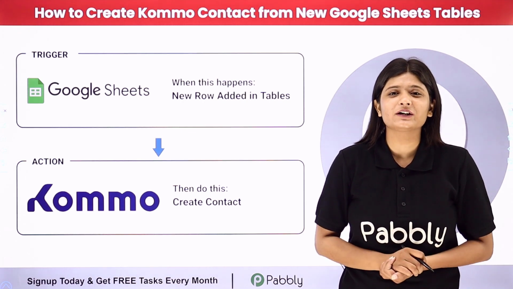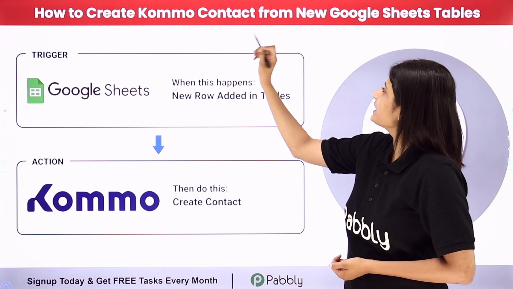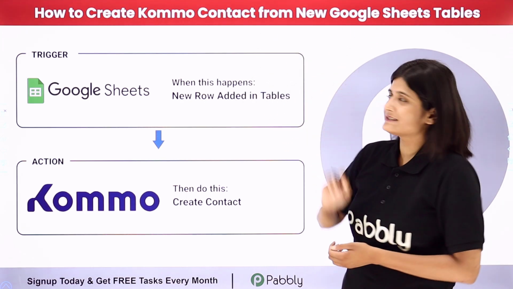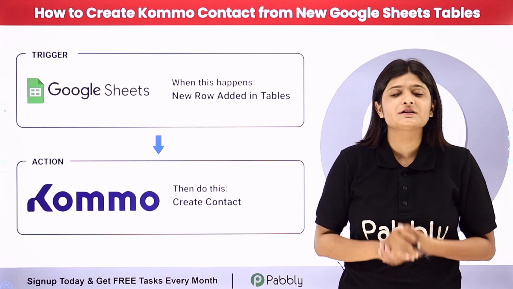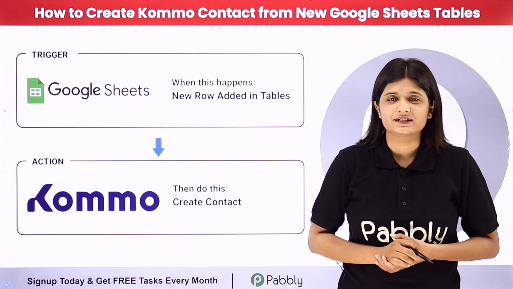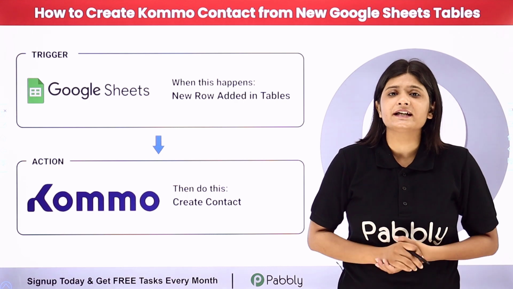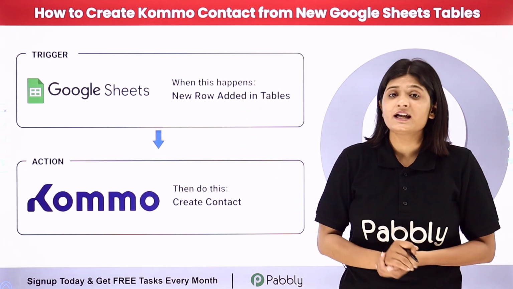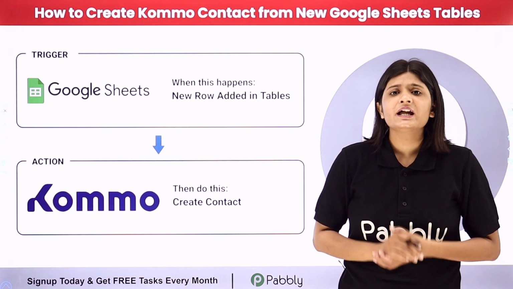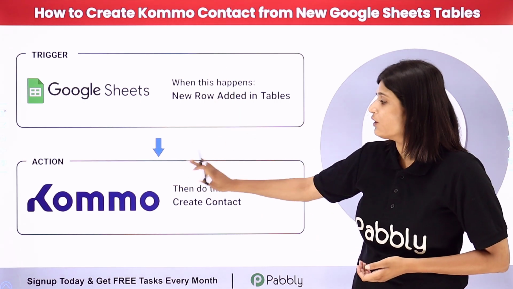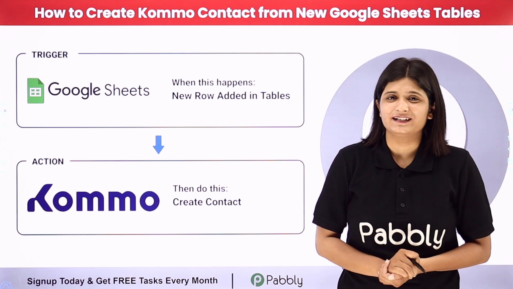So in this video, we are going to learn how to create Kommo contact from new Google Sheets tables. Let's suppose I am running a business and collecting customer information from various sources. I am maintaining all this data in my Google Sheets tables, and now I want that whenever I add new data in the Google Sheets, it is automatically sent to Kommo and the contact is created automatically.